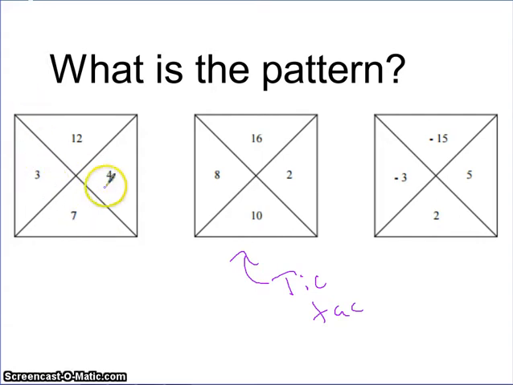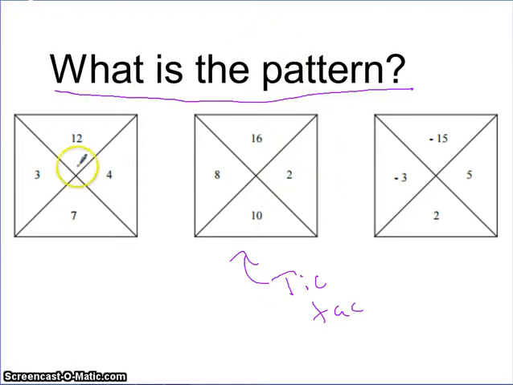If I have 3 and 4 on the sides, then I have 12 and 7 on the top and bottom. 8 and 2 give me 16 and 10. And negative 3 and 5 give me negative 15 and positive 2. So what is the pattern? What are the rules of the tic-tac game? You can go ahead and pause for a second to think about it.